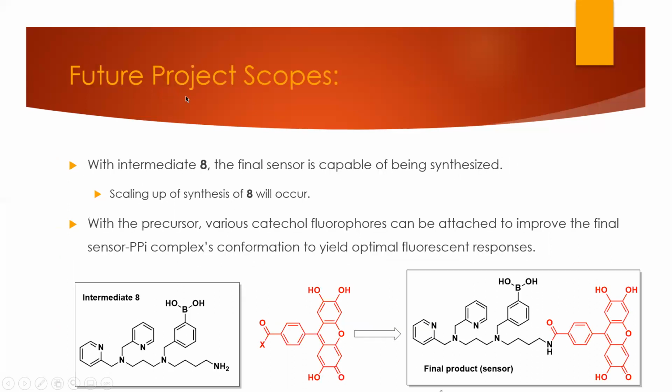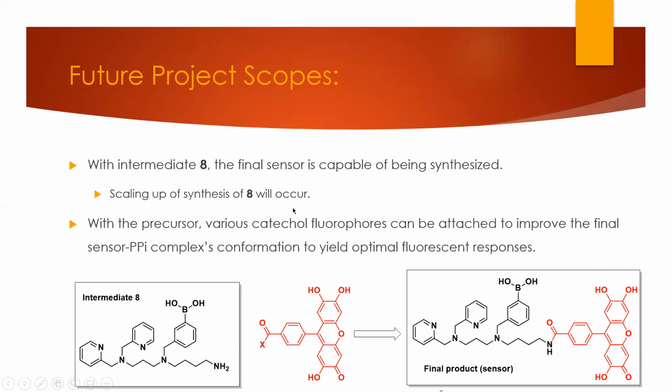And to continue with that, with intermediate 8, we're again 1 step away. The only thing we are required to do is add on a catechol containing fluorophore. This is usually done with an acyl chloride, which the amine will react with quickly, because acyl chlorides are fairly unstable, to yield the final sensor. Again, HPLC will be used to purify this, as it's even more polar with the addition of several polar functional groups of the fluorophore.